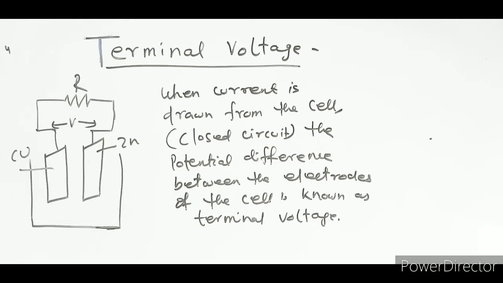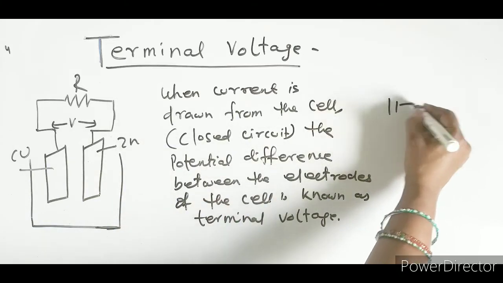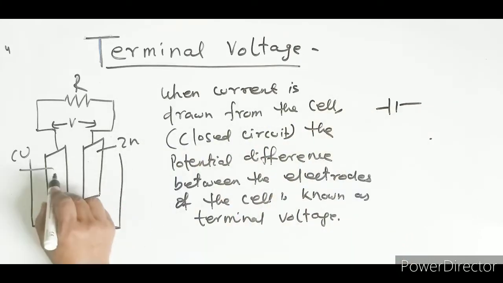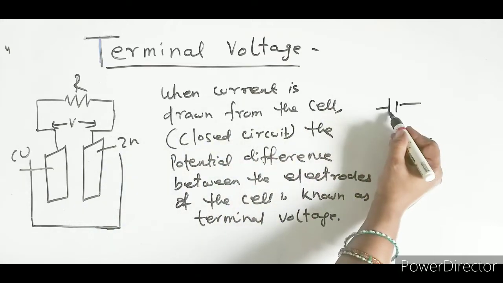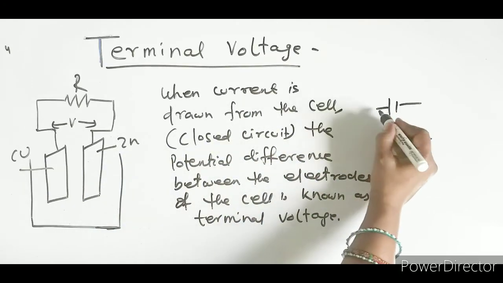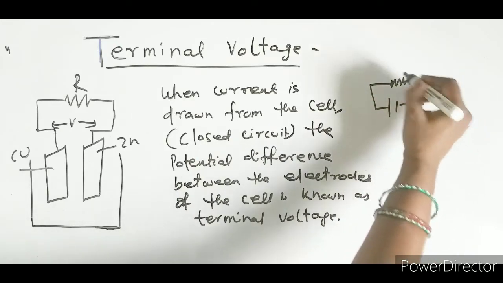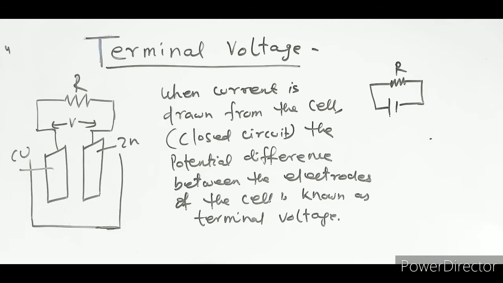Clear? So how can I represent this one also? Let this be the cell: this one positive, this one negative. This is the bigger size, this one is the small size. Then it is connected to the external circuit, this is the external circuit R.